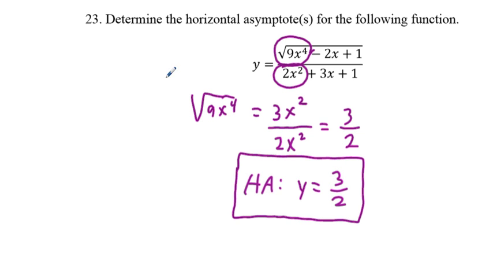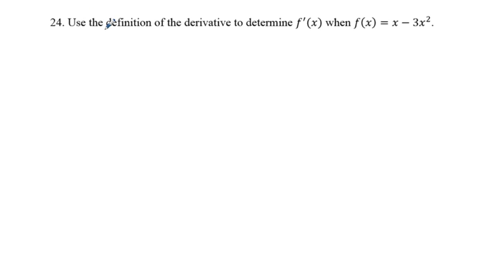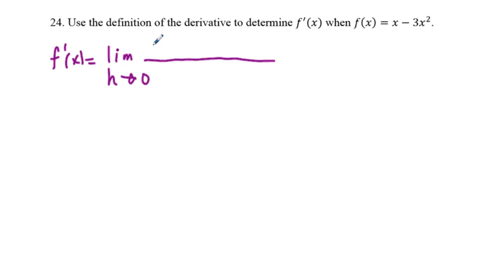Okay. Next problem, 24. Use the definition to determine f prime of x when f of x equals x minus 3x squared. Now, we went over this quite a bit before the test. I don't know what the trouble was. The definition of the derivative is f prime of x equals the limit as h approaches 0 of f of x plus h minus f of x, all over h.